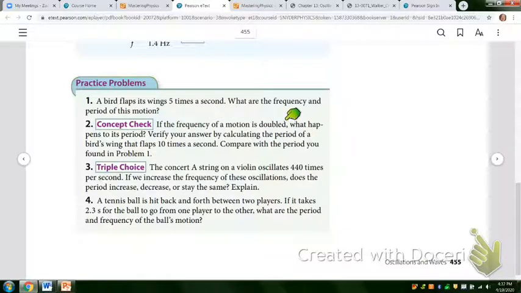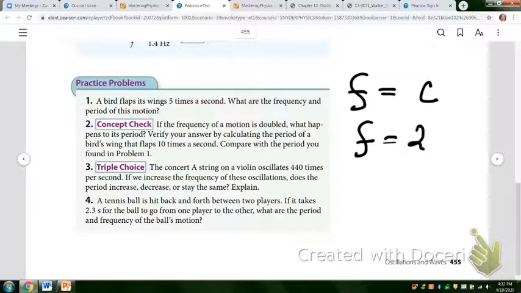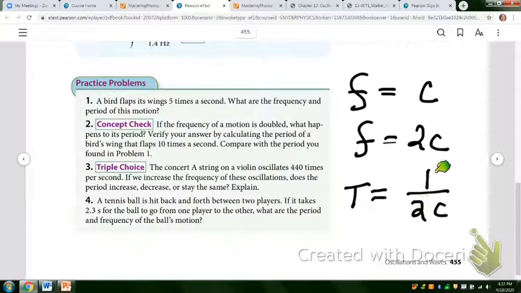If the frequency of a motion is doubled, what happens to its period? So whatever my frequency is, I'll just use some weird little, let's say, C. So frequency is C, and it's saying that I'm going to double it. So if I double it, that means now my frequency would be 2C. And so how would that affect the period? Well, period is the reciprocal, so that would be 1 over 2C, right? So it's a half of what it was. So if frequency is doubled, that cuts the period in half. All right, number 3.